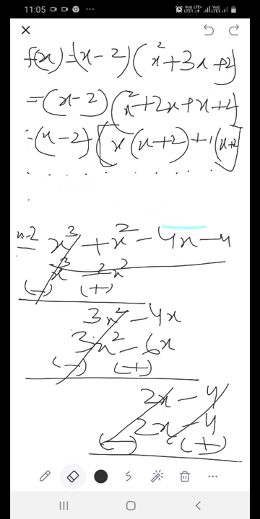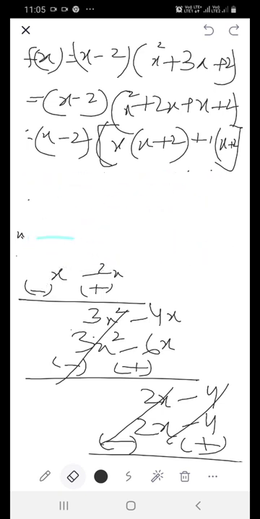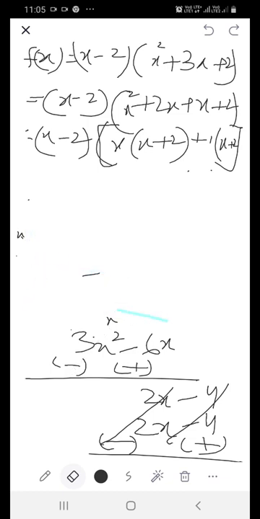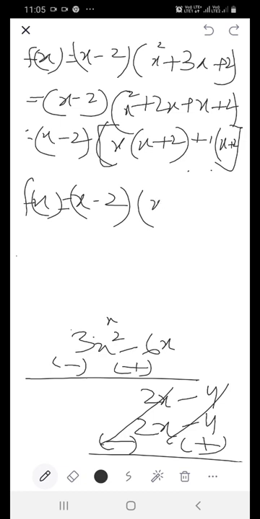And what are the factors which you get finally for the given polynomial, which I am taking as f(x)? One factor is x minus 2, the other will be x plus 2, which you get by taking common, and the third factor will be x plus 1.